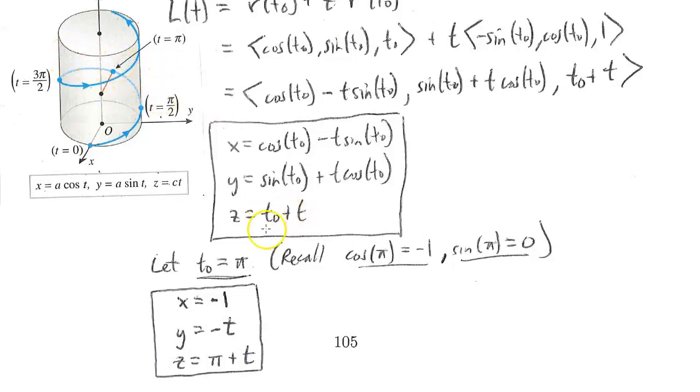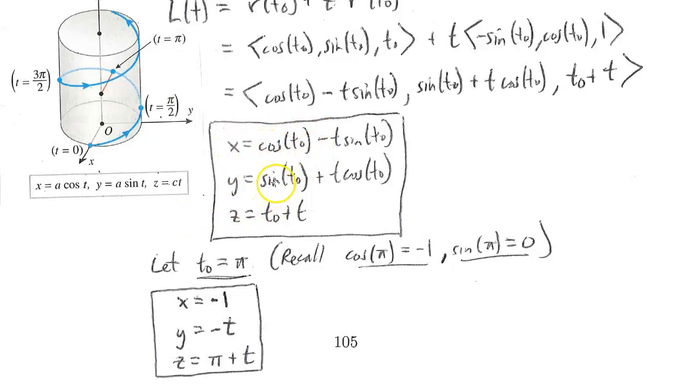Okay, well, let's plug in pi for t naught. Now we're not plugging in pi for t. It's very important that you leave the t as the variable. You're plugging in pi for t naught. Now remember, cosine of pi is -1 and sine of pi is 0. So when we plug things in, we get x equals cosine of pi, which is -1, minus t times sine of pi. Now sine of pi is 0, so this is just x equals -1.